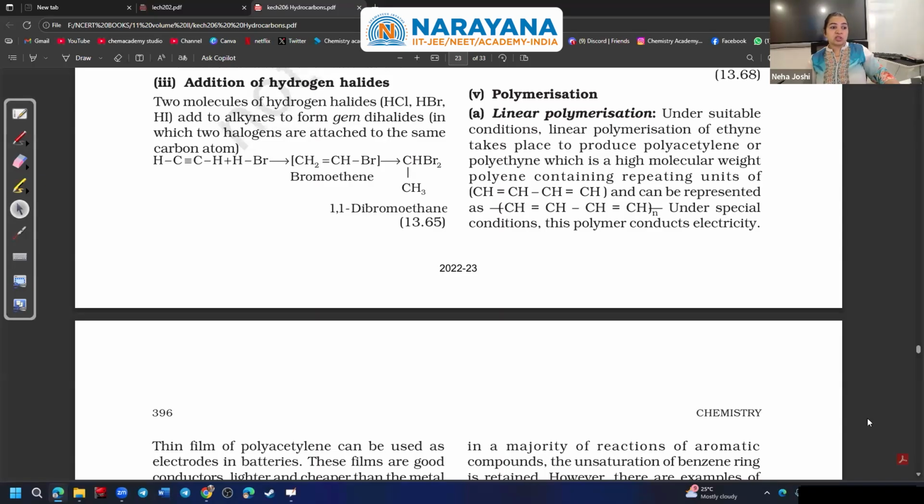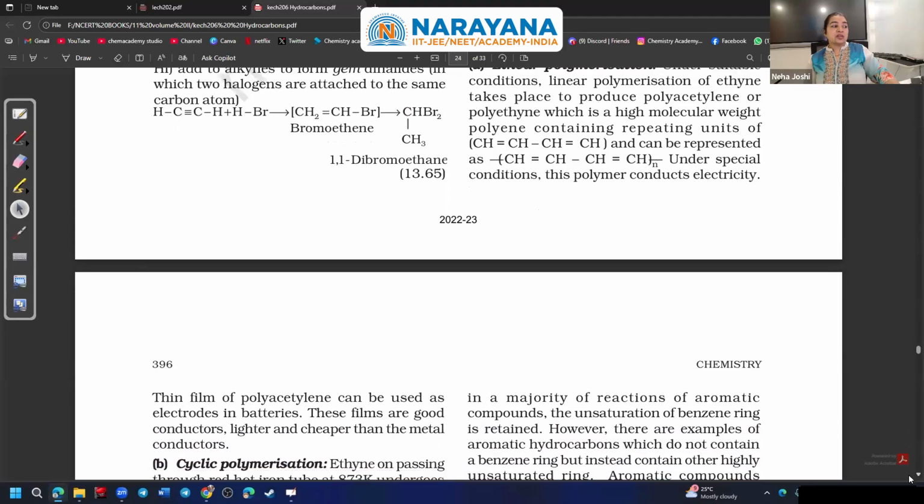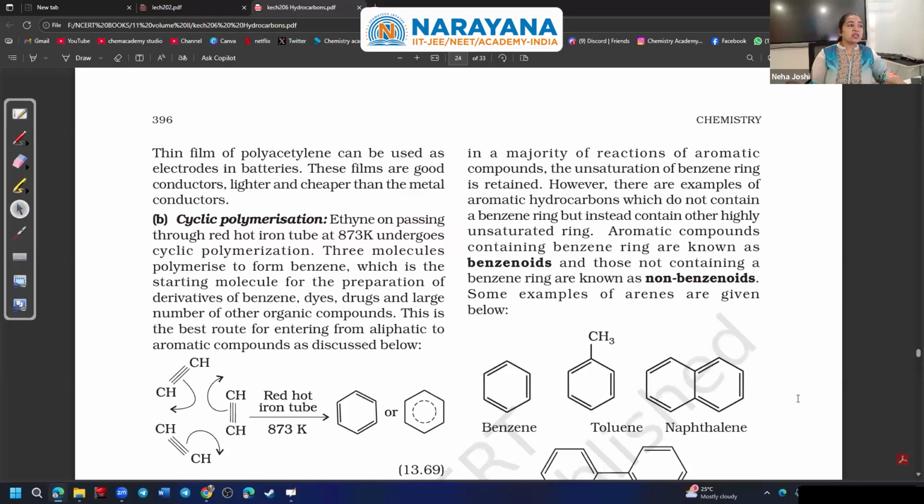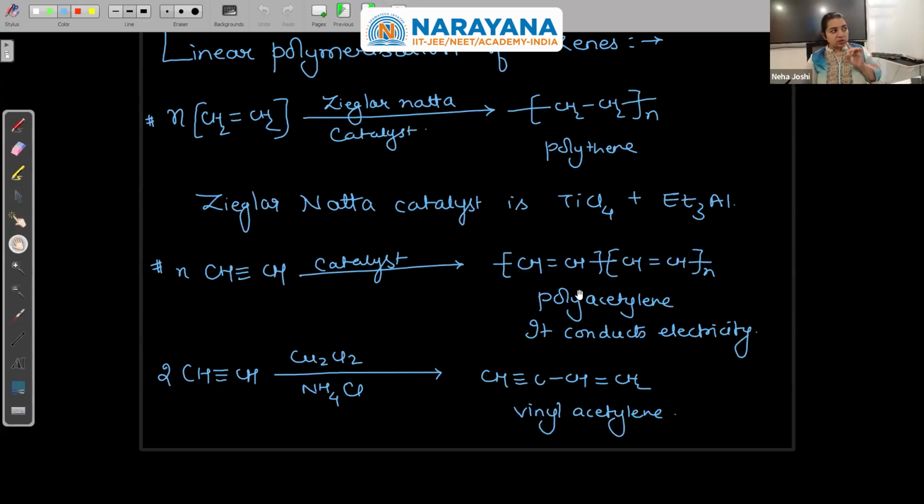Under special condition, these polymers conduct electricity. And see its use. Thin film of polyacetylene can be used as electrodes in batteries. These films are good conductors, lighter and cheaper than the metal conductors. So this is something, you know, the cyclic polymerization. You know this type of ethene polymerization, but linear polymerization of acetylene is also important. Take a note. Okay, it conducts electricity.